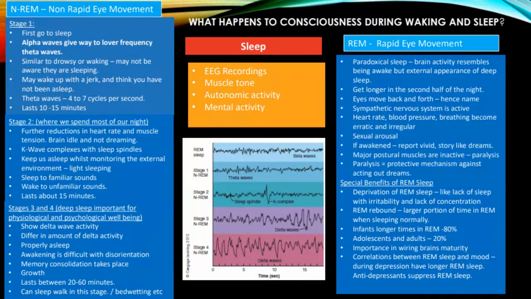There's a larger portion of time in REM when we're sleeping normally. Infants spend longer times in REM. Up to 80% of their sleep cycle is spent in this REM phase. Adolescents and adults move to about 20% of their sleep cycle spent in this particular phase. And it's important because it helps the wiring in our brain develop, and there's correlations between our REM sleep and mood. People suffering from depression have longer REM sleep, and antidepressants can suppress REM sleep.